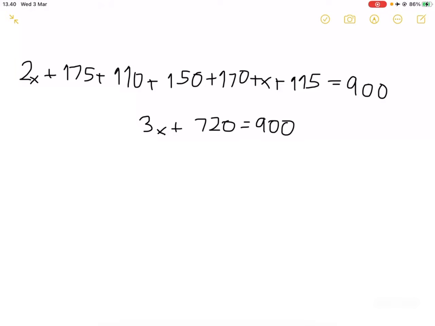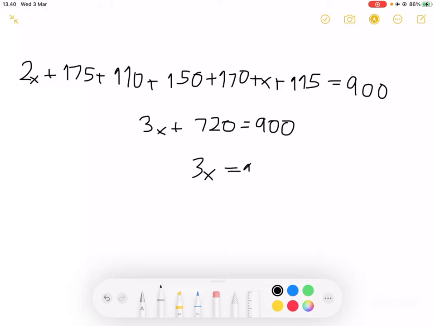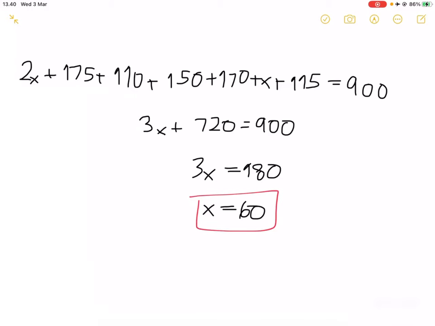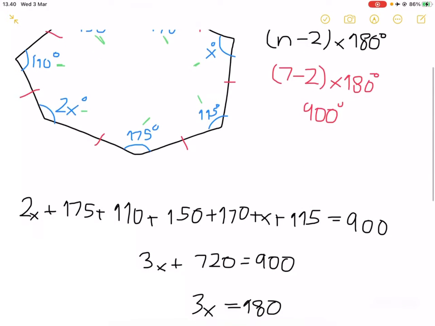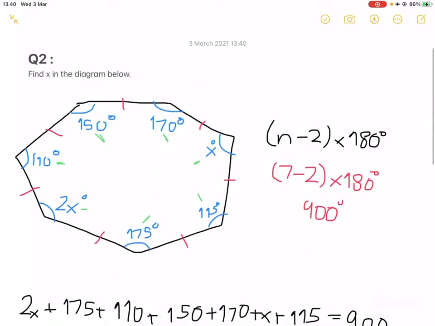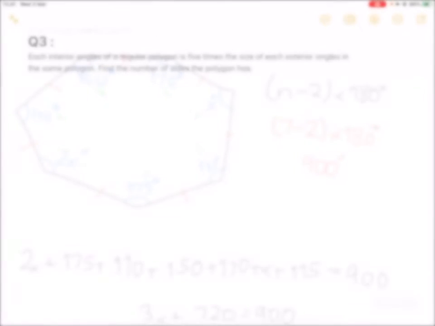Alright, so after calculating that sum, we arrive at this thing right here. So we can just subtract 720 from both sides to get 3x is equal to 180. That means x is 60, and this is our final answer. Alright, so that's it for the second question. Let's jump into the third question.